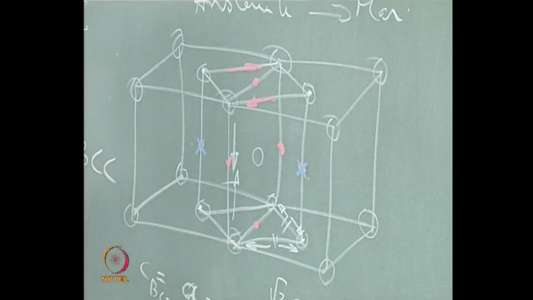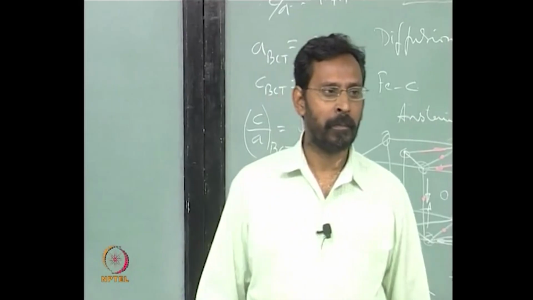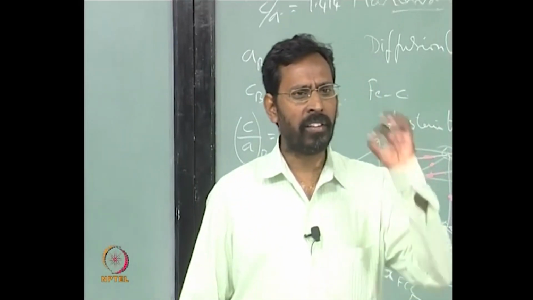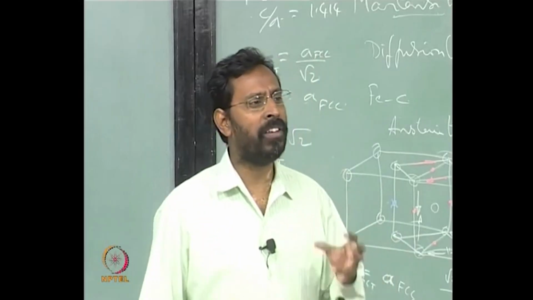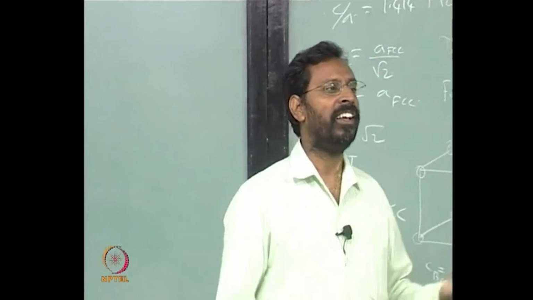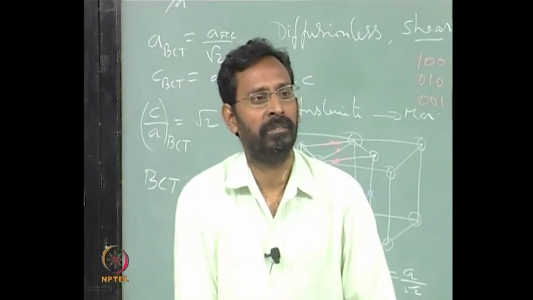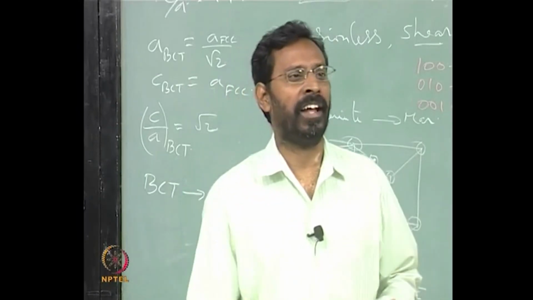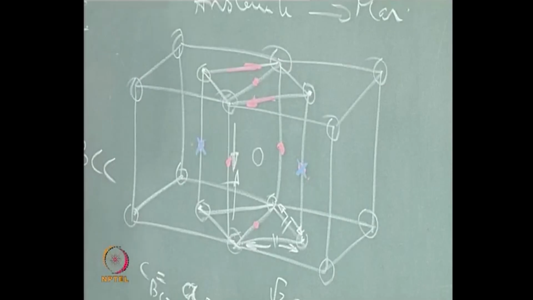Once you consider that out of all these 6 positions, 4 of them are at C by 2 positions of the BCT. Am I right? They are at the center of the C axis, 4 of them. And because carbon is sitting at the center of the C axis, for the C to shrink is not easy. C cannot shrink now, because carbon is sitting there, and because it cannot shrink, BCT cannot become a BCC.